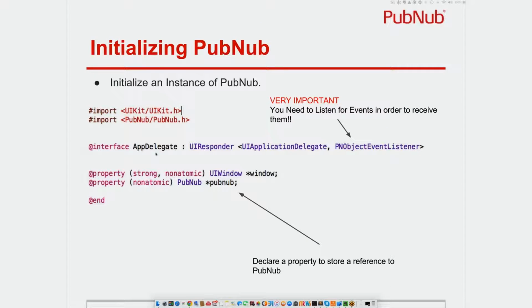Initializing PubNub is fairly straightforward. Again, we want to import the header file, the PubNub header, and then we're going to have one PNObjectEventListener to respond to events, and then we're going to want to declare a property somewhere to store a reference to PubNub. Okay, very straightforward on that one.